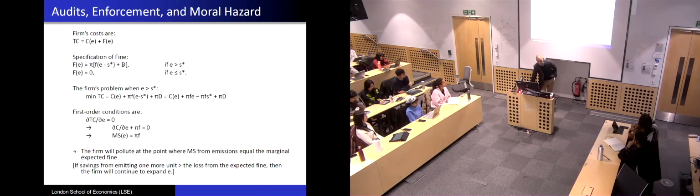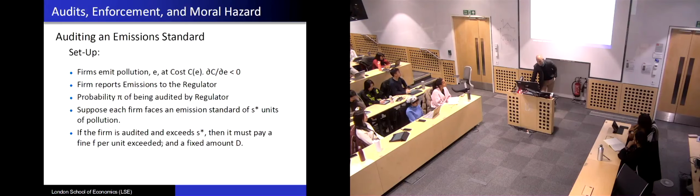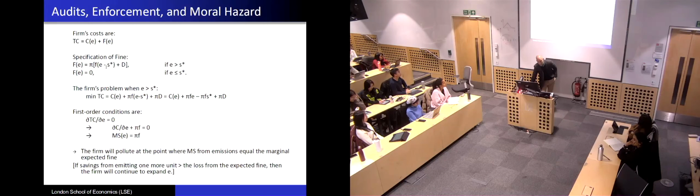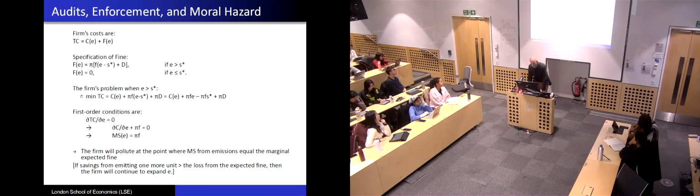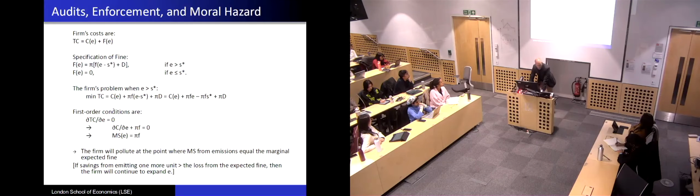And how much they have to pay depends on two things. One is the fixed amount, and the other is F, the fine they're going to have to pay, which also depends on the intensity, so how much they actually exceeded S star. If they emit less than that, they're not going to have to pay any fine. So the firm's problem when E is greater than S star is given by the following equation. They're just trying to minimize their total cost, and the way they think about it is in terms of the expected fine. Notice that the expected fine depends on two things: how much they emitted, whether it's above or below the standard, and the probability of being caught.